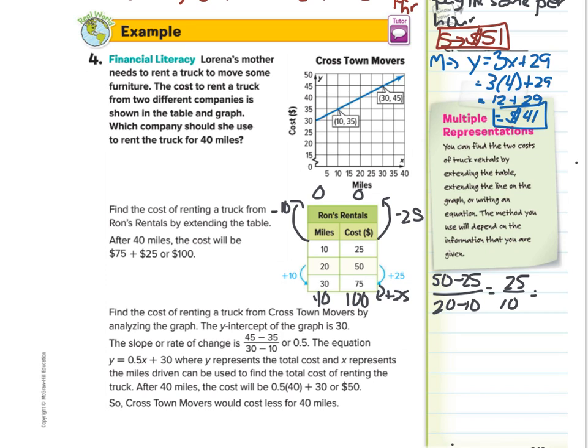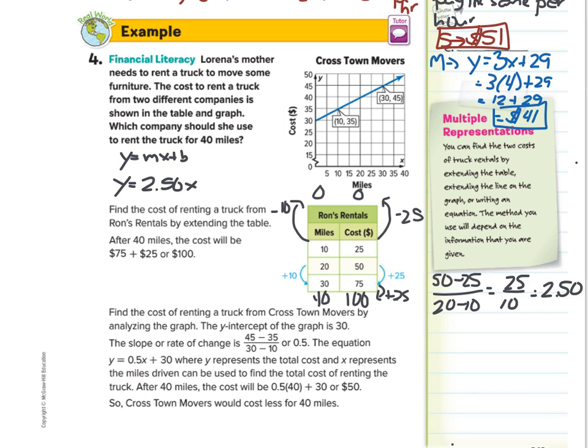And when you divide that out, it's $2.50 per mile. So you can use that slope-intercept form here to say, okay, y equals mx plus b. Our y-intercept is 0. Our slope is $2.50. So our equation is y equals $2.50 per mile times x.